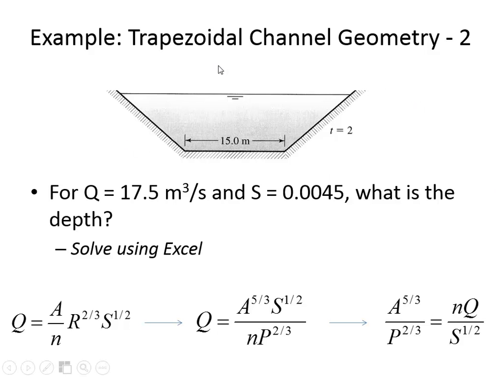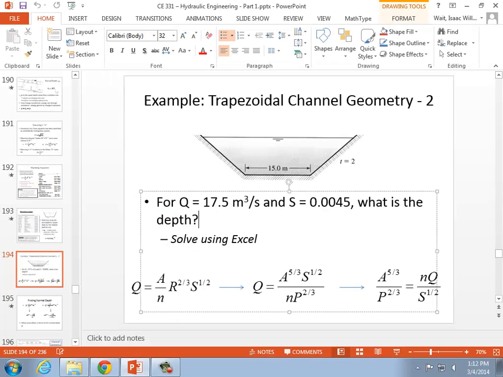This is the second example using this channel. The n value that was given the last time we saw this channel is n equals 0.013. This is from the last class period. So that's the n value, and we've got 17.5 cubic meters per second. The slope is given there. So how would we solve this using Excel?